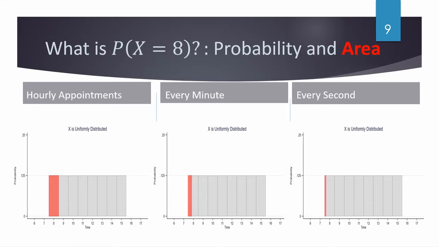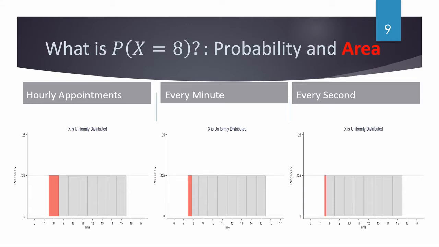If we were to break this down into a minute by minute level, the height of this is still the same. However, instead of having a full 1-hour block here for the width of our rectangle, it is now 1/60th of that hour. And so we could similarly calculate the likelihood of getting an exactly 8 a.m. time slot by saying 0.125 times 1/60.